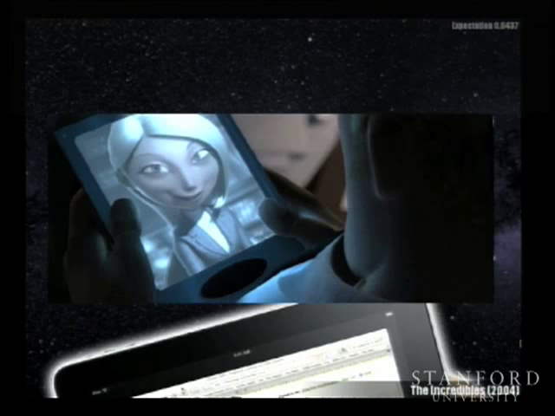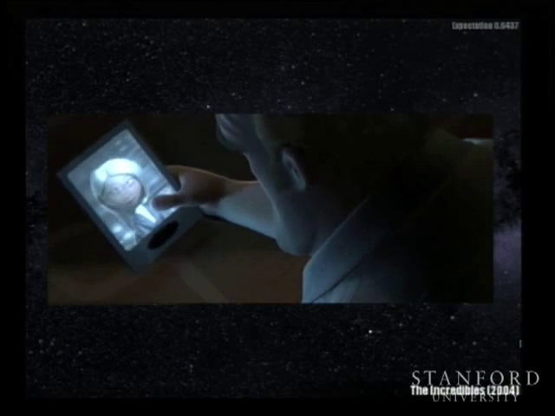So Chris contends that Apple slid this example into a Pixar film, in this case The Incredibles, back in 2004, just a few years before the first iPad came out, purposefully trying to get people used to it. Here's a clip from it.